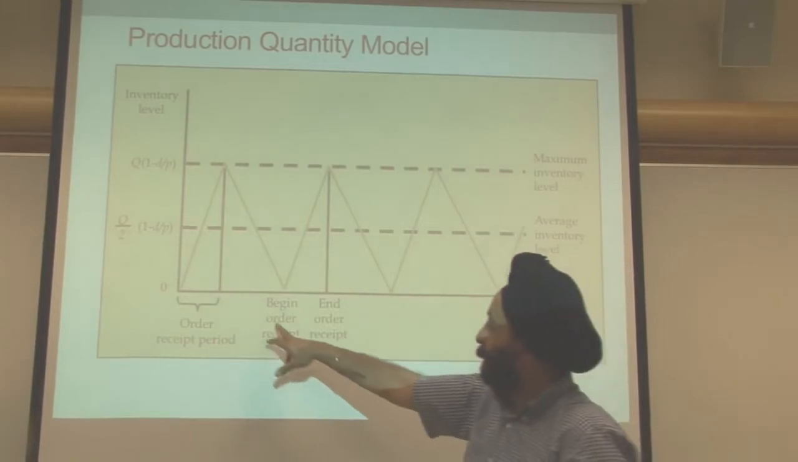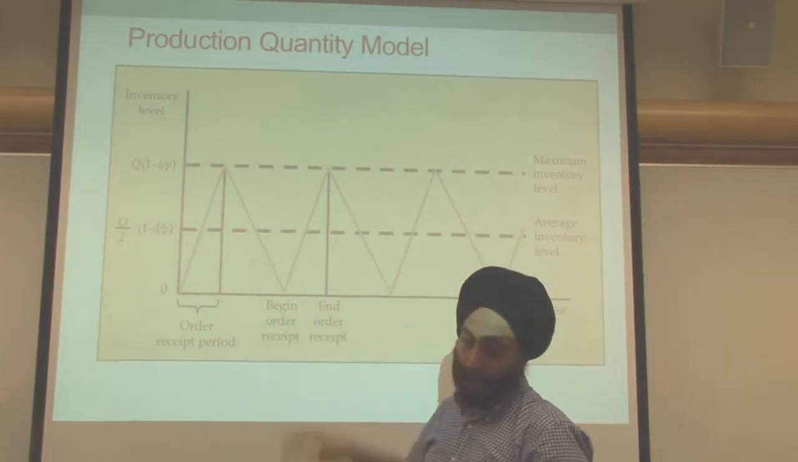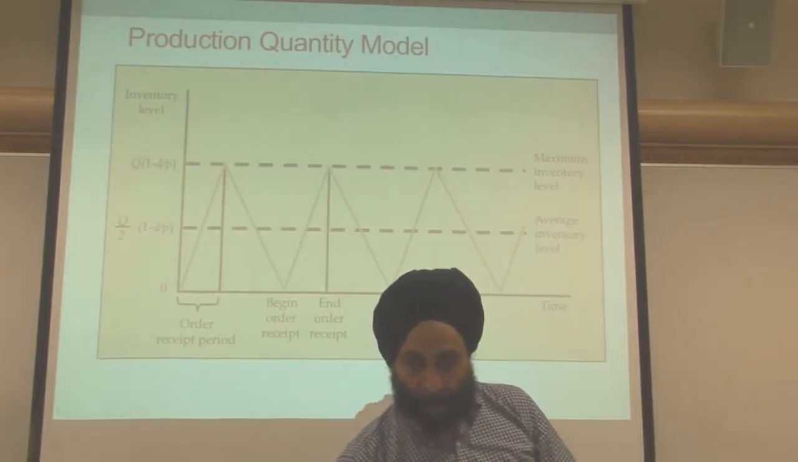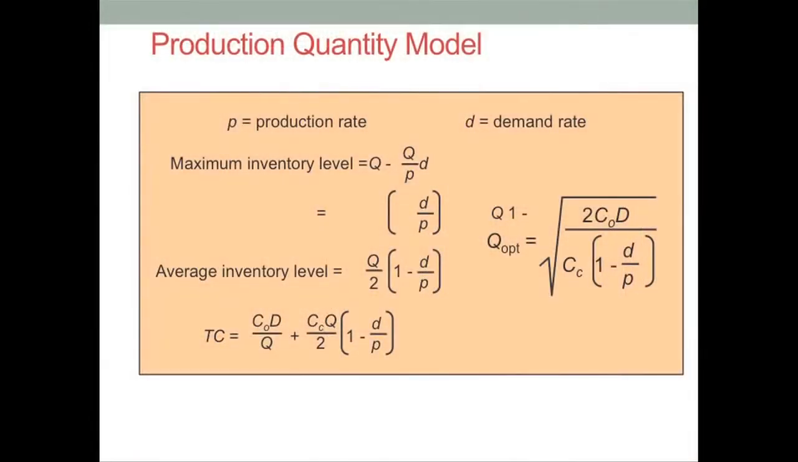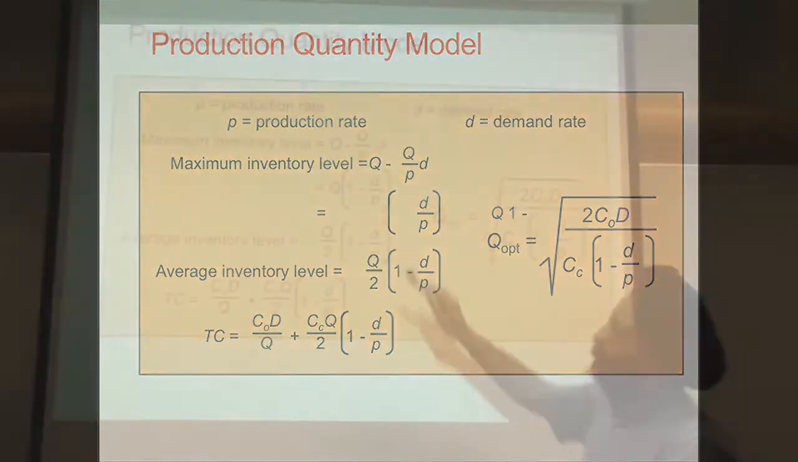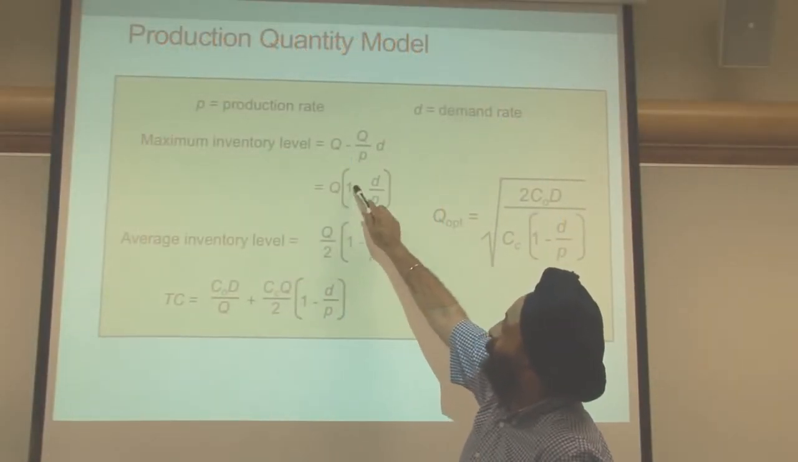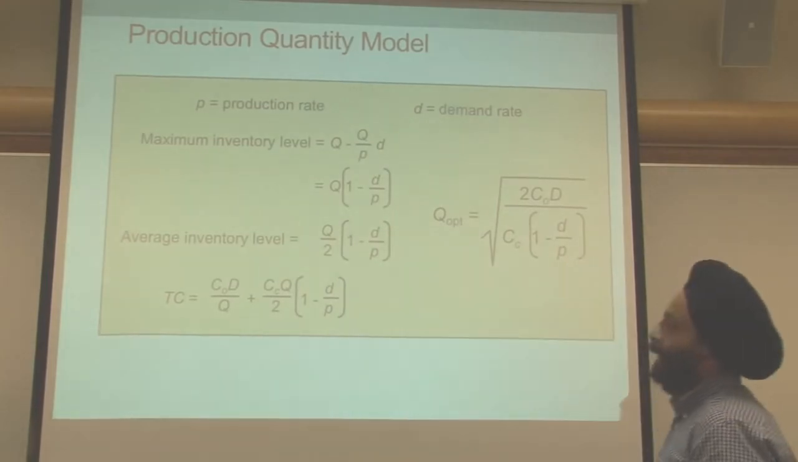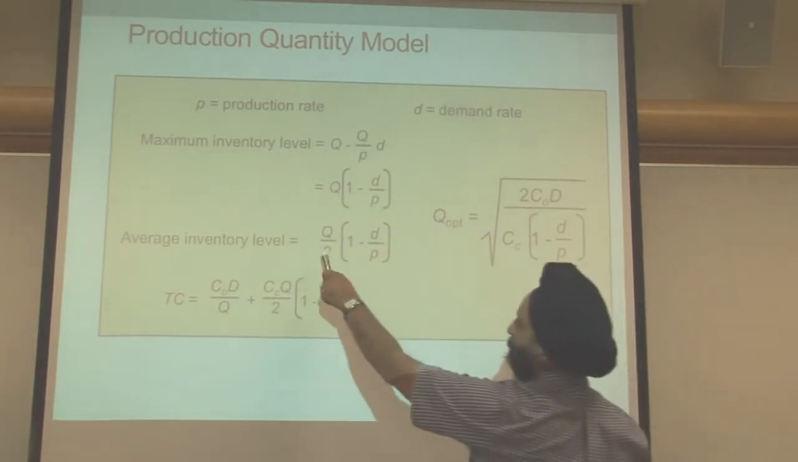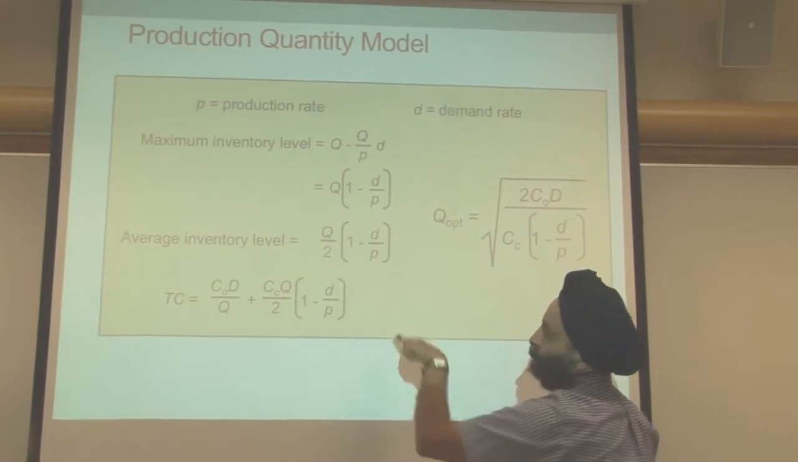And this is the beginning of the production period and the end of the production period. So in this case, what you're looking at is a production quantity model. You have a production rate and a demand rate. Maximum inventory level is basically Q times 1 minus D over P, and average inventory level is always half of that, so Q over 2 times 1 minus D over P.